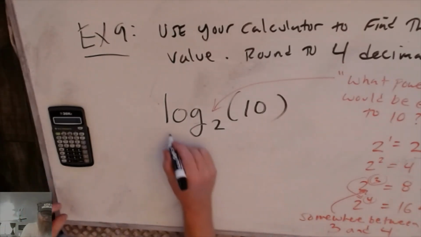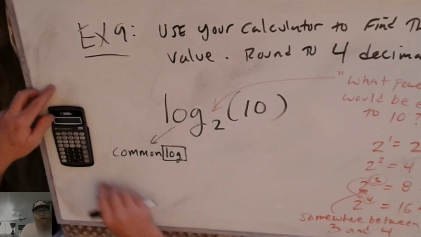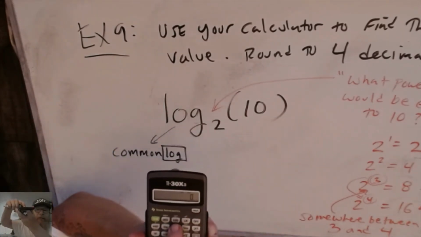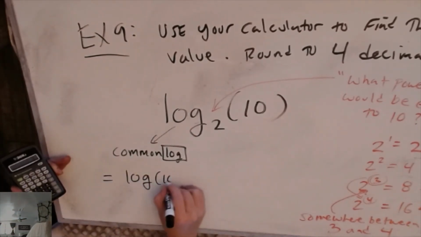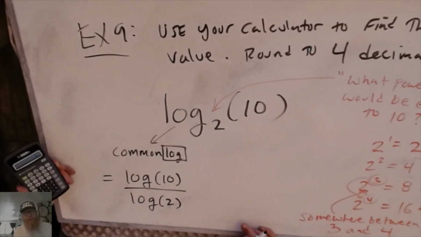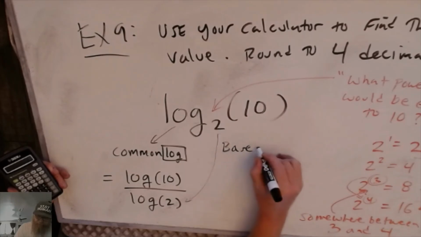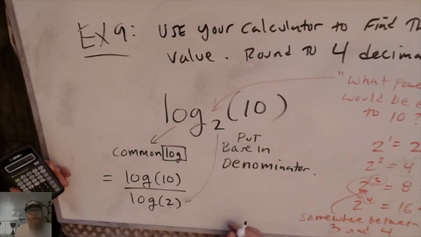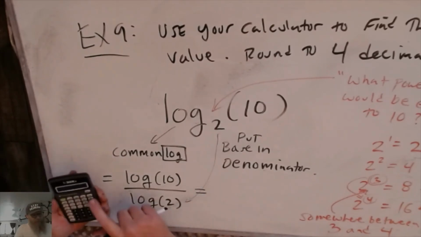So there are 2 ways to do it. You can use the common log button. That's the button that just says log. It's right here on my calculator. So you do common log of 10 over common log of 2. So the base goes to the denominator, and then leave the argument in the numerator. And just do it on your calculator.